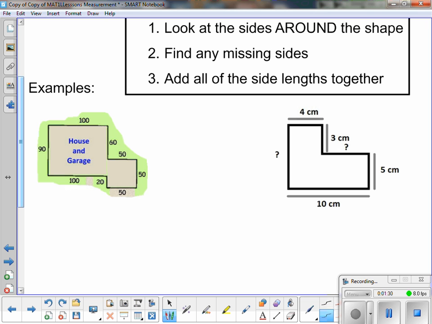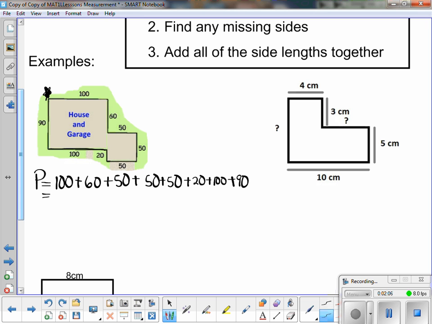Now to help the person watching what we're doing, we still write down all the numbers we are going to add. I'm going to keep track of where I started, so I'm going to put a little star there. I'm going to start at the top and go around clockwise. So I have 100 plus 60 plus 50 and another 50 and another 50 and a 20, another 100, and finally a 90. Now you could say, well, I have two 100s, so I can go 2 times 100, and that's fine too.